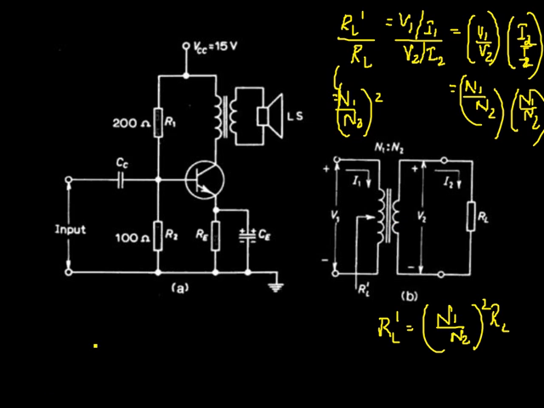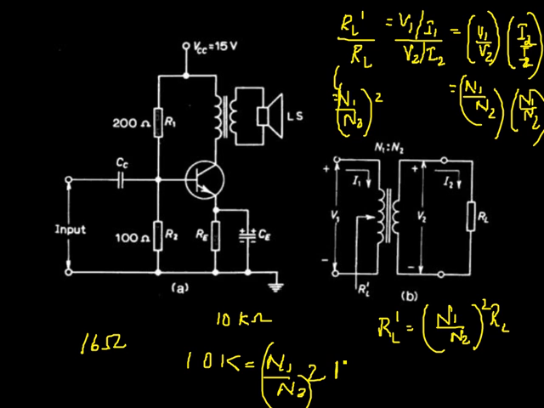As an example, if you want to match a 16 ohm speaker load to an amplifier so that the effective load resistance is 10k, that is the output impedance of the transistor, what should be the transformer turns ratio? If you have a question like this, you can equate 10k to N1 by N2 the whole square into RL. So if you do that, what is N1 by N2 whole square?